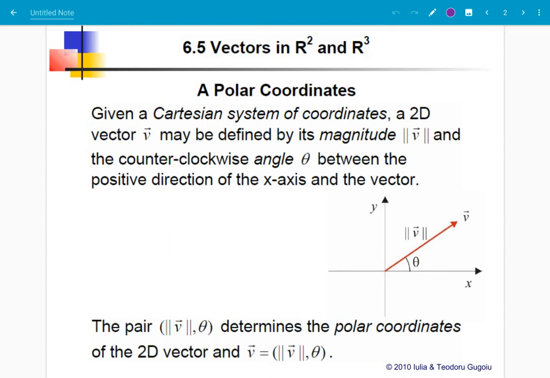Polar coordinates are another way to locate points in a two-dimensional space. Instead of giving an x and y ordered pair, you can give an ordered pair that gives the distance, or the magnitude of the distance, from the origin to the point, and the direction theta. Theta is measured from standard position, so counterclockwise from the positive x-axis. That is polar coordinates.